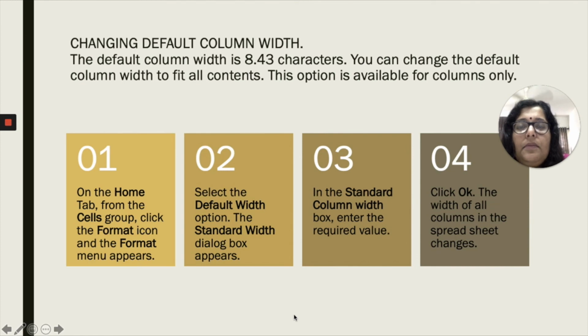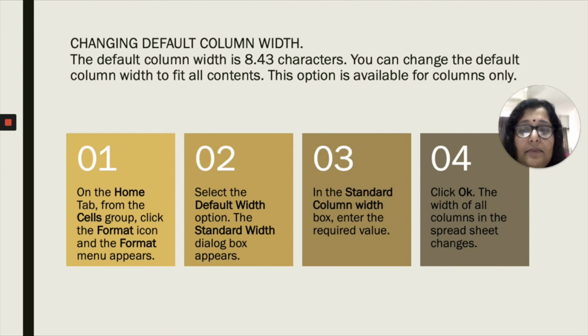Now let's talk about changing the default column width. How do you change the default column width? The default column width is already set, that is 8.43 characters. You can change that value to another value to fit all the contents according to your character requirements. This option is available for columns only.